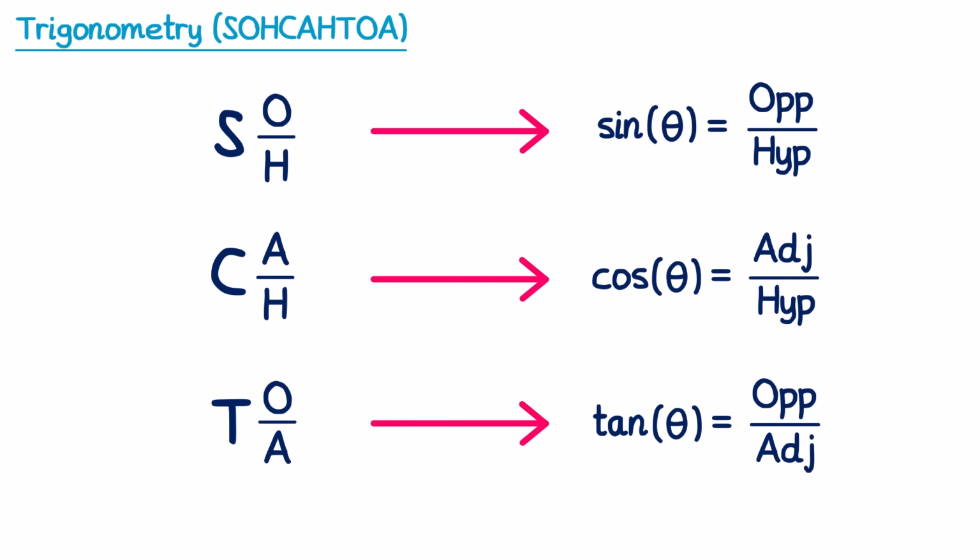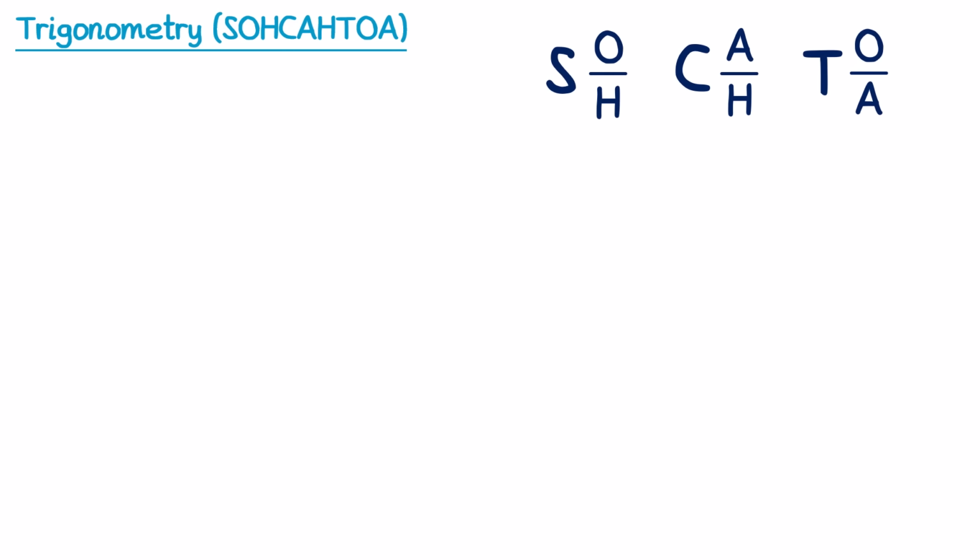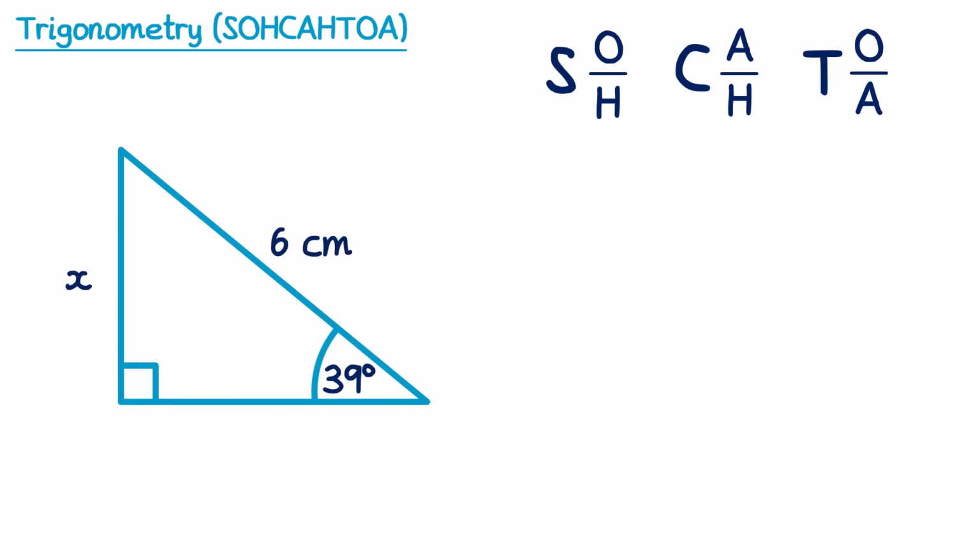Now let's have a look at how we use these to solve problems. So if we take this right-angled triangle here, we've got a missing side x on the left-hand side. The first thing we always do in a trigonometry question like this is label the triangle. I'm going to start by labeling the hypotenuse, the one opposite the right angle. That's this 6 centimeters here.